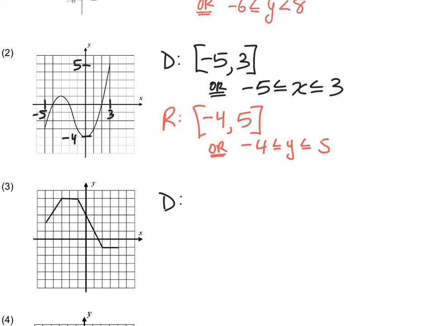All right, so what's my next one? Oh, your next one. Well, domain would be -5 to 4. And my range? Oh, -1 to 5. Negative 1 to 5.